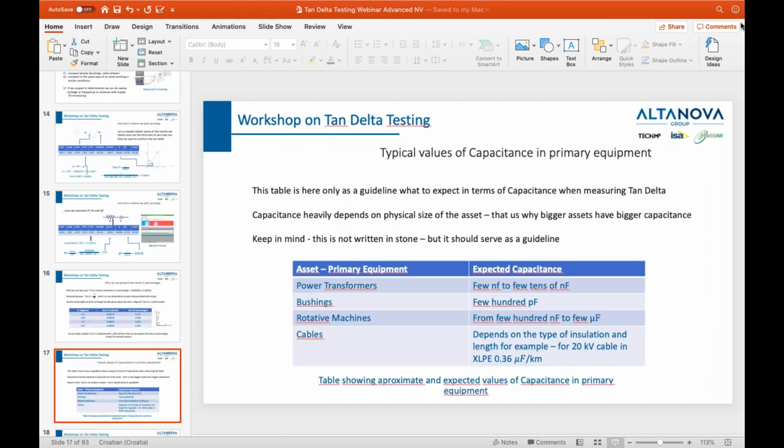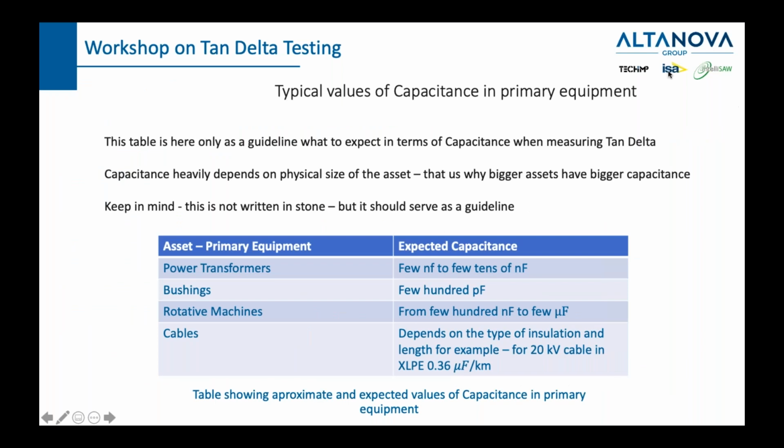Okay. So, moving on, what we can see is that for a power transformer, the expected value of capacitance is between a nanofarad and a few tens of nanofarads. This is our expectation. Of course, it can be less than a nanofarad, and I don't think it will be more than 100 nanofarad, but this is what you expect.